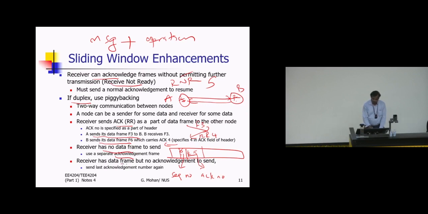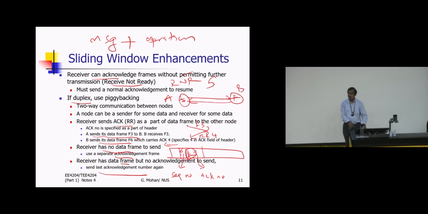If the receiver has a data frame to send, but it has not received any frame from the other side. Let's say earlier it received frame number 3, so it sends RR4, right? Now the receiver is sending another data frame, but it has not received any new data frame from the other side. So in that case, it will simply repeat the same RR4 again and again. I'm waiting to receive 4. That is what is given here.